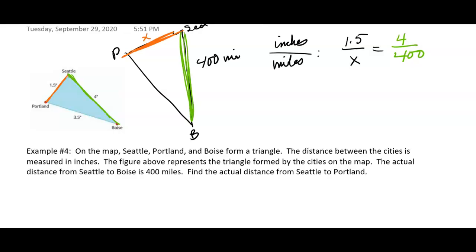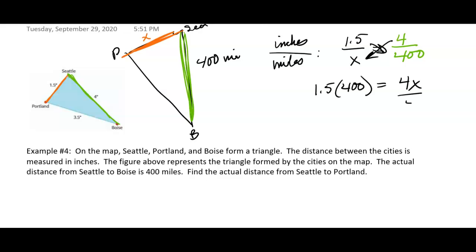Okay, so cross multiply. 1.5 times 400. Oh, darn it. You have to write the numbers, right? Okay, so 1.5 times 400 equals, and then this is going to be 4x. So I could do something fancy here. You could just multiply 1.5 times 400 and then divide by 4, and it's going to work out great. But I'm going to do something fancy.